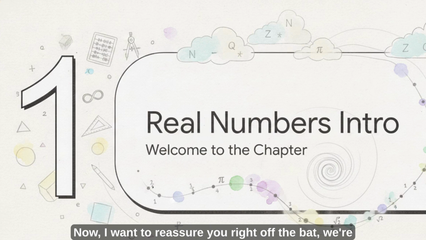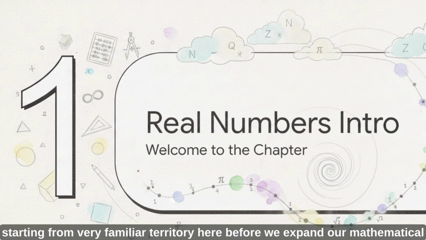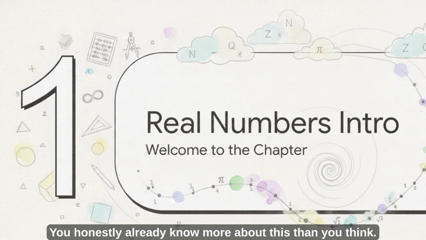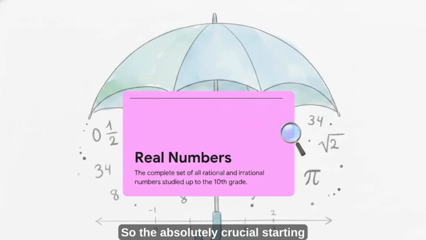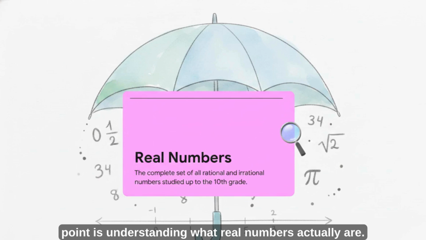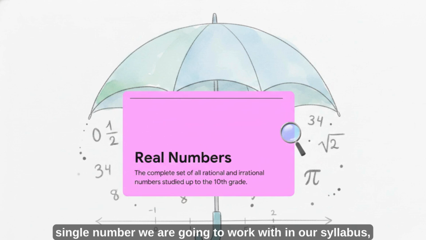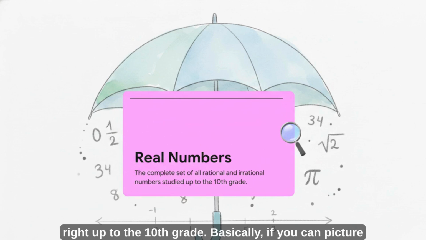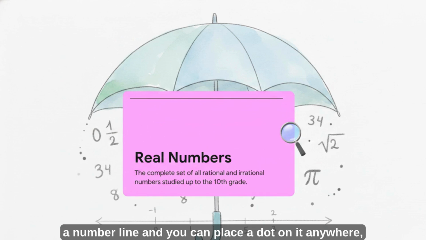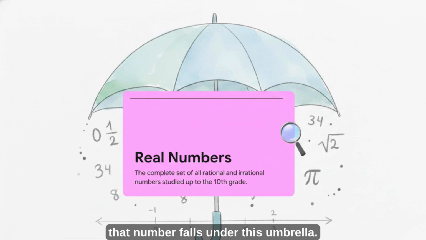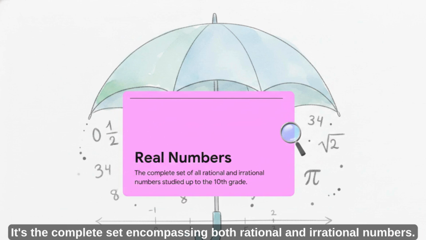Now, I want to reassure you right off the bat, we're starting from very familiar territory here before we expand our mathematical universe. You honestly already know more about this than you think. So the absolutely crucial starting point is understanding what real numbers actually are. I want you to think of real numbers as a giant umbrella. Underneath this umbrella sits literally every single number we are going to work with in our syllabus, right up to the 10th grade. Basically, if you can picture a number line and you can place a dot on it anywhere, that number falls under this umbrella. It's the complete set encompassing both rational and irrational numbers.